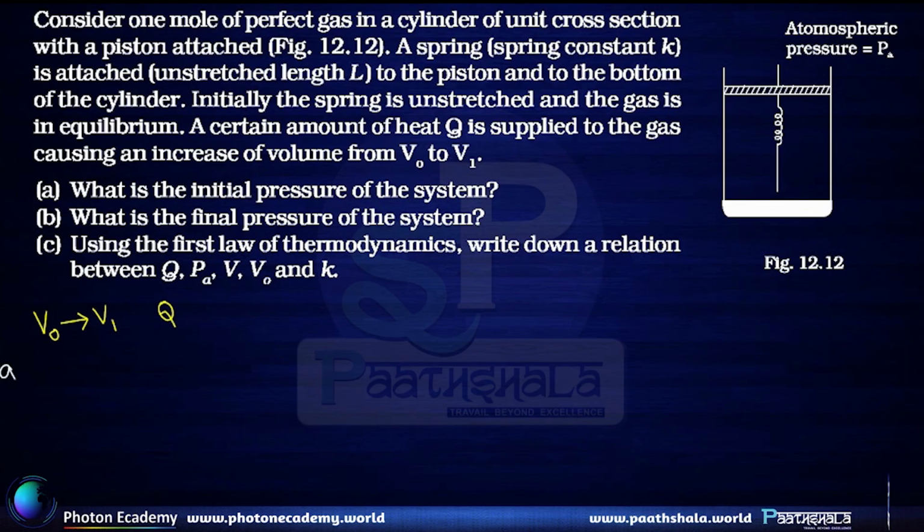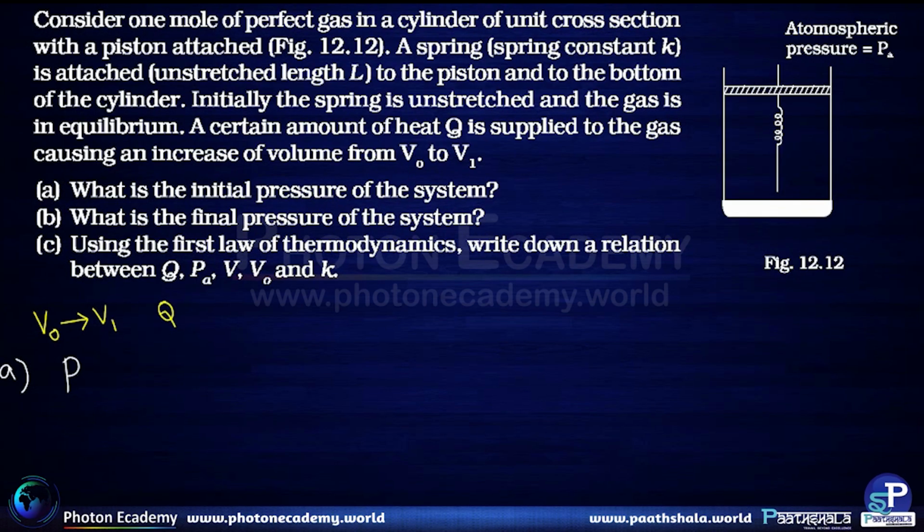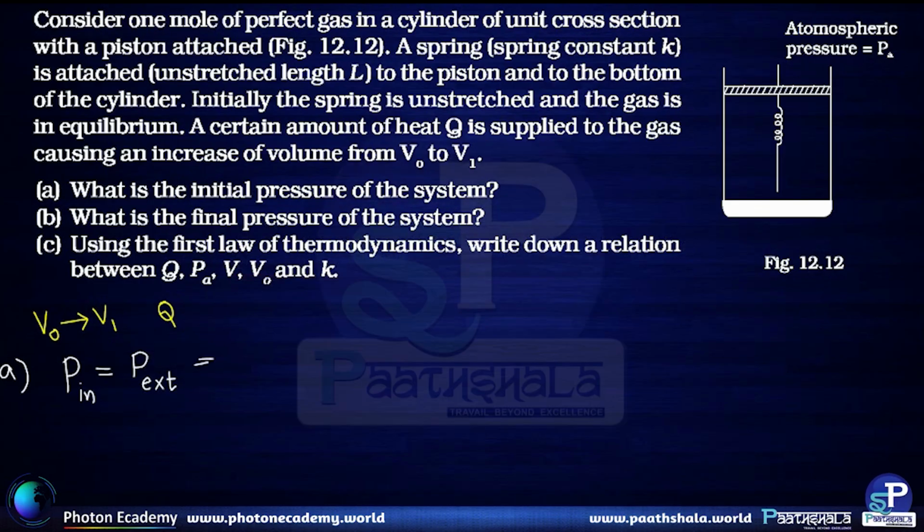Let us look at part A of the question. What is the initial pressure of the system? Initially the gas is in equilibrium, so the pressure inside the cylinder should be equal to the pressure outside the cylinder, which is the external pressure. And in this case, the external pressure is equal to the atmospheric pressure PA. Therefore, the pressure of gas initially equals atmospheric pressure PA.